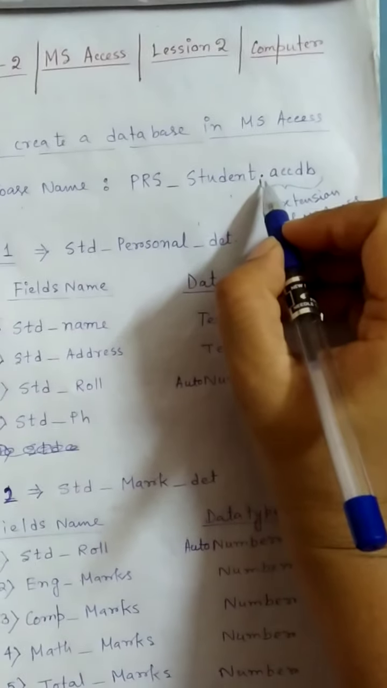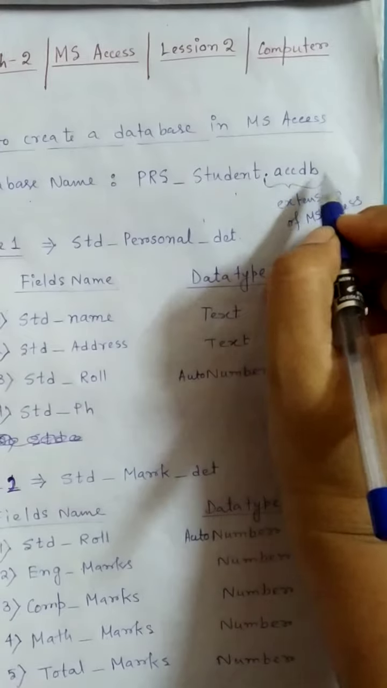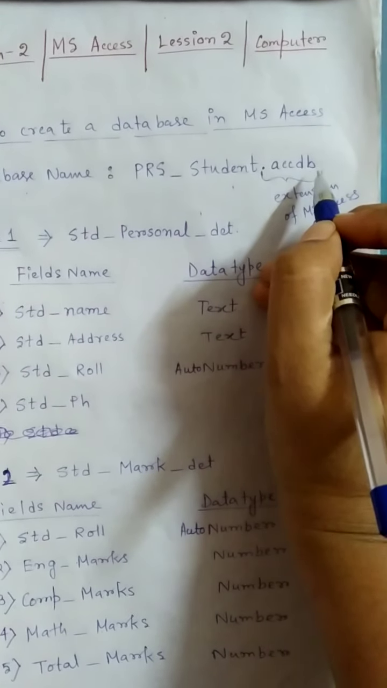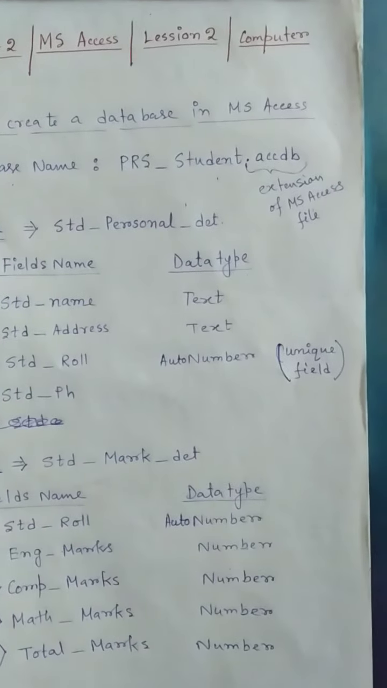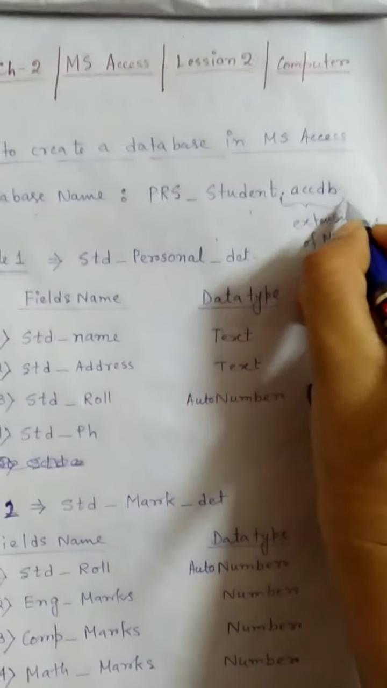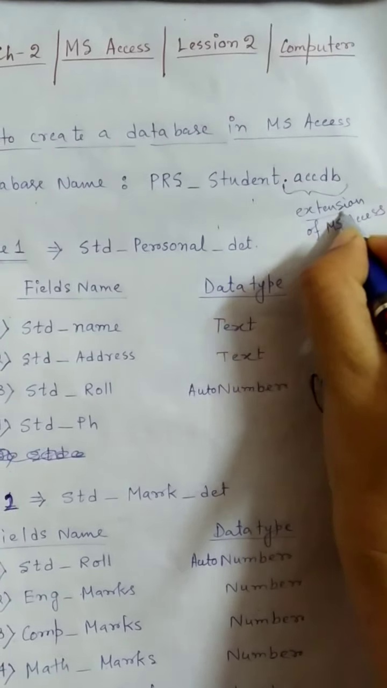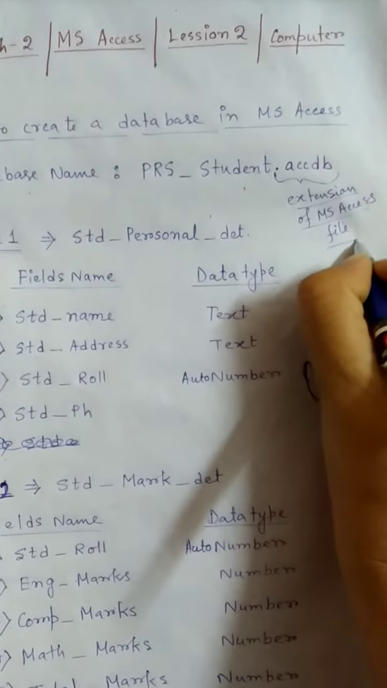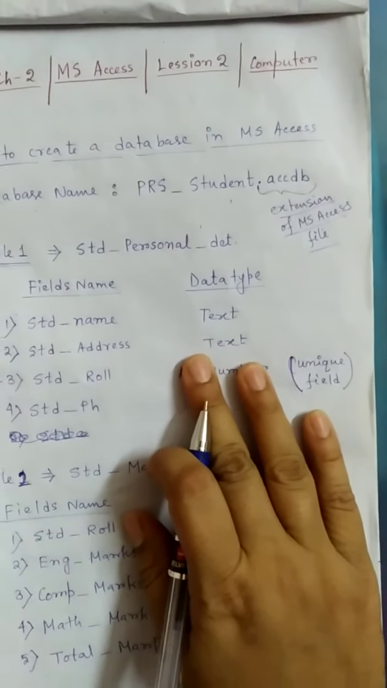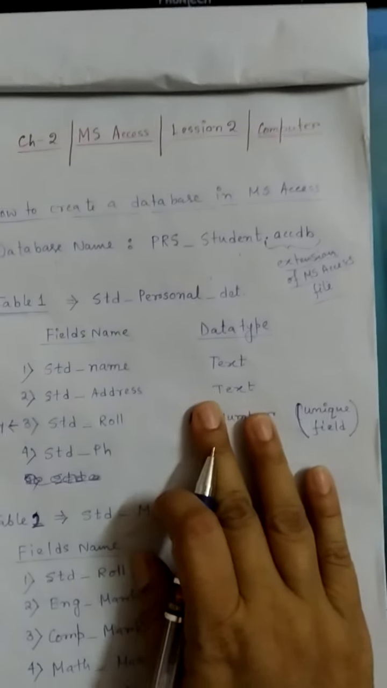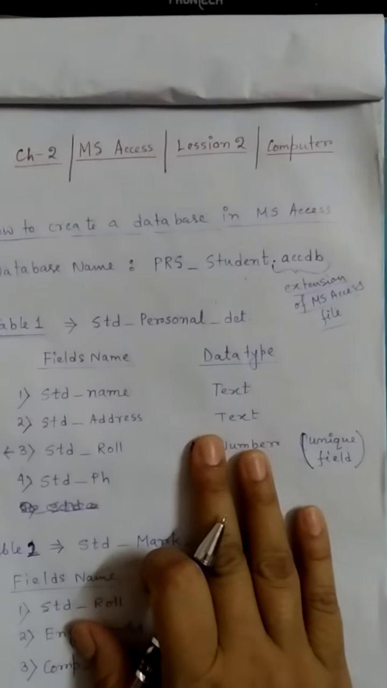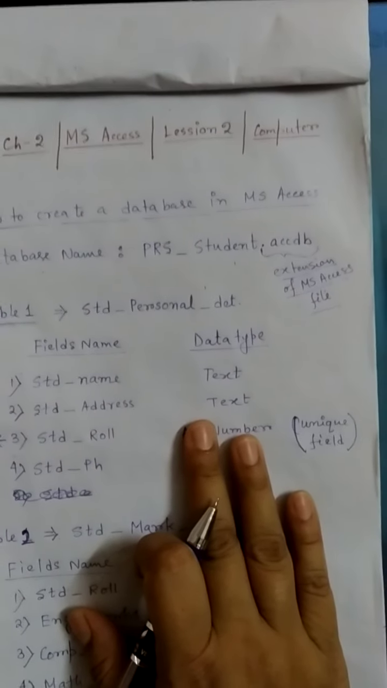And after that there is given .accdb. Now this .accdb is automatically given. This is known as the extension of MS Access file. Means every application having a file extension.